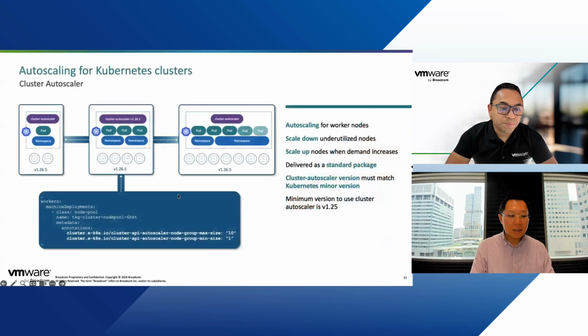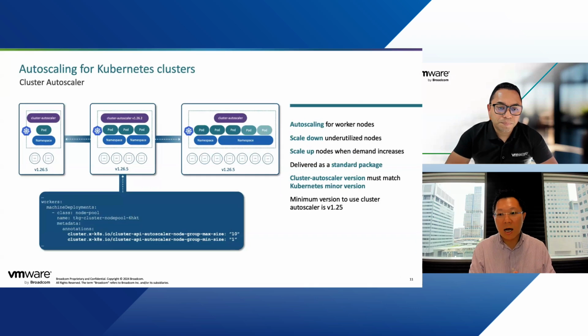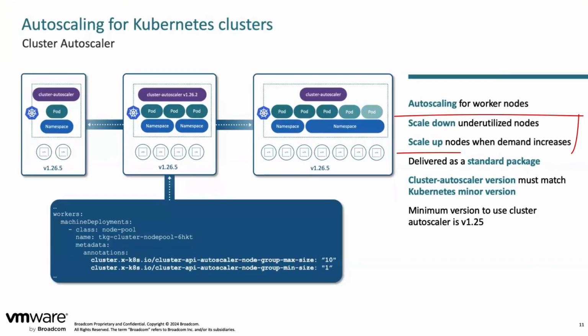Yeah, that's good. All right, so in this release itself, we will also be introducing autoscaling for Kubernetes clusters. This is based on the cluster autoscaler. So now you are able to scale down your worker nodes when they're underutilized, and also scale up when the demand increases. This means that new worker nodes will be created when the resources are not sufficient for pod scheduling.